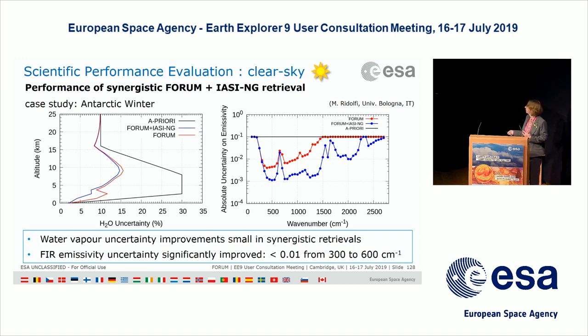And so when you look at this case here for the water vapor retrieval, this is one of the worst cases because it's a dry Antarctic winter, so we're at 15% water vapor uncertainty, and you don't see much improvement when you do a joint retrieval with FORUM and IASI together.